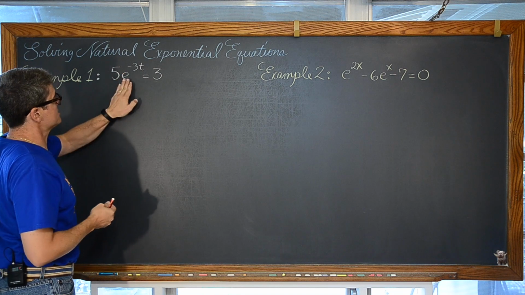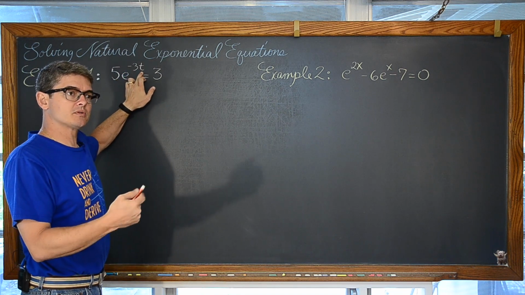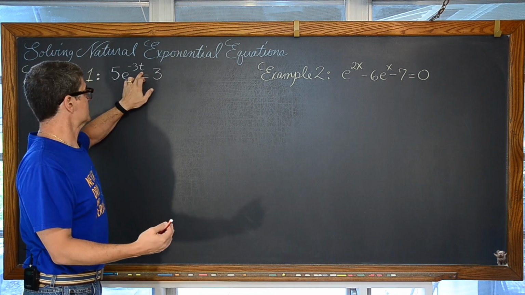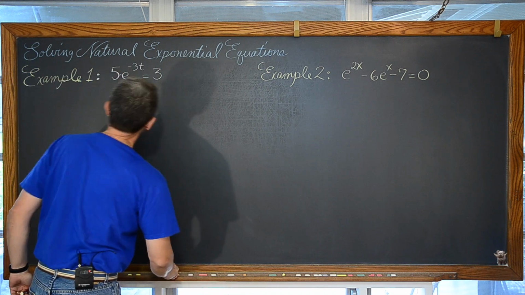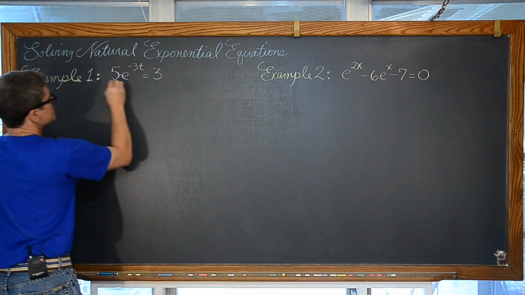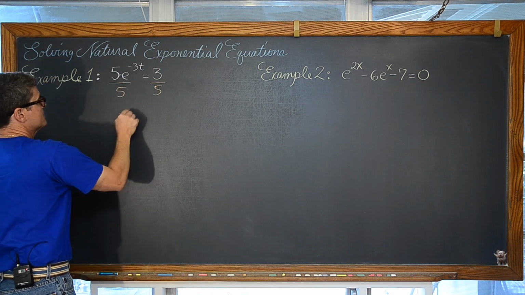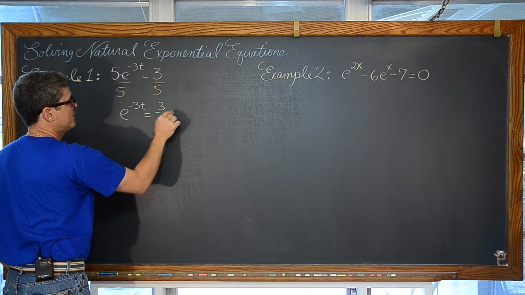We want to isolate that base that has the variable in the exponent so that we can then apply the inverse math operation. So we're going to undo this multiplication of 5 with the division. Let's grab some orange chalk here to show our work. We're going to divide both sides by 5. That's, of course, going to give us e to the negative 3t power is equal to 3/5.